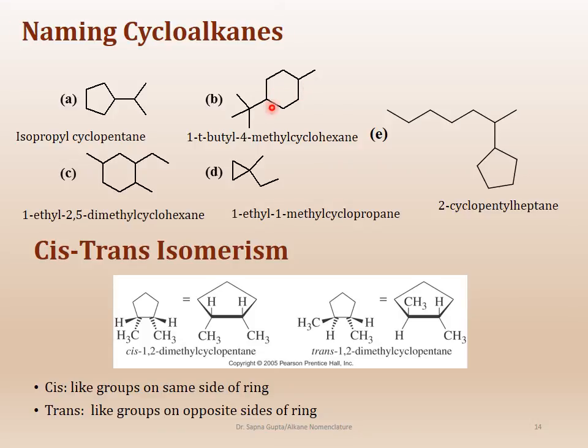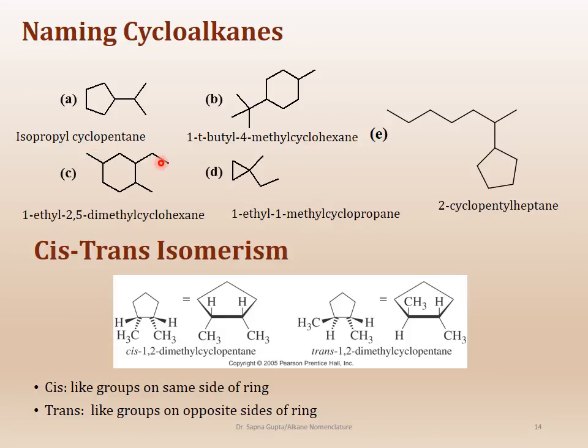Here we have 2 substituents. We have a methyl group and we have a t-butyl group, and the butyl is the substituent that goes first, so it also gets the first number. So 1, 2, 3, 4: 1-t-butyl, 4-methyl, and the ring is a cyclohexane ring. That's how this one goes.